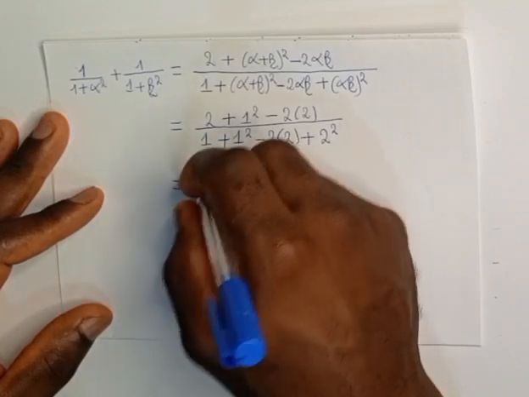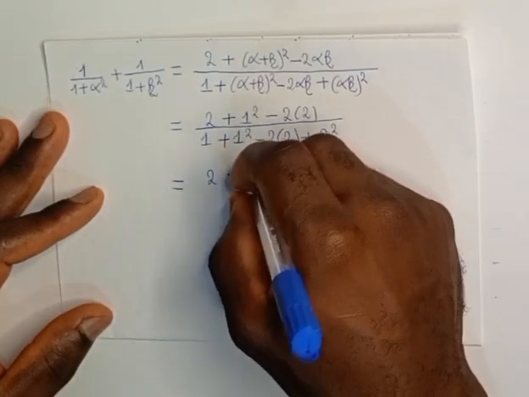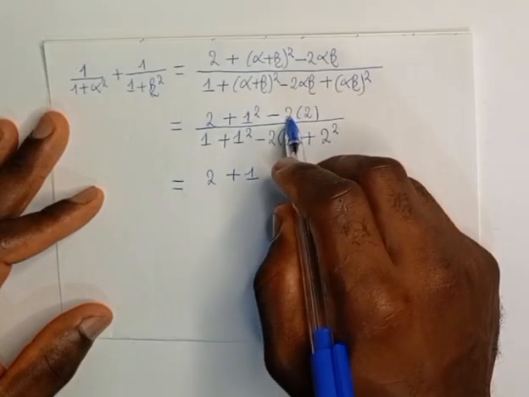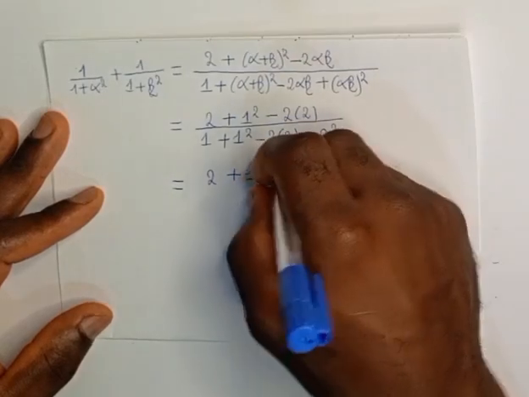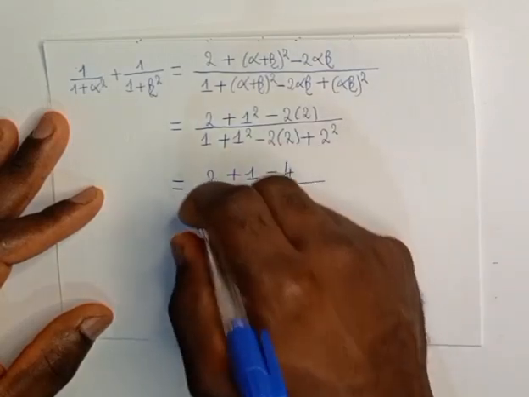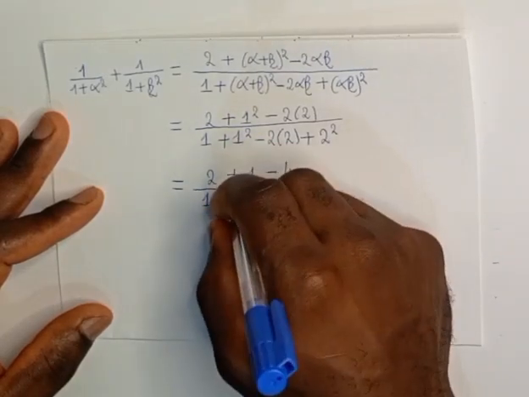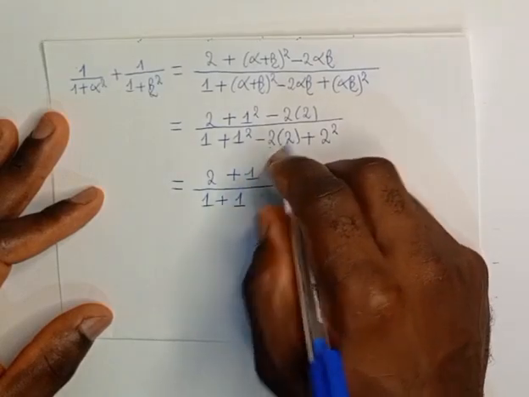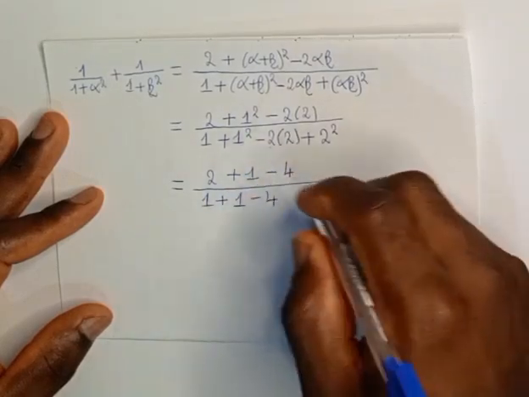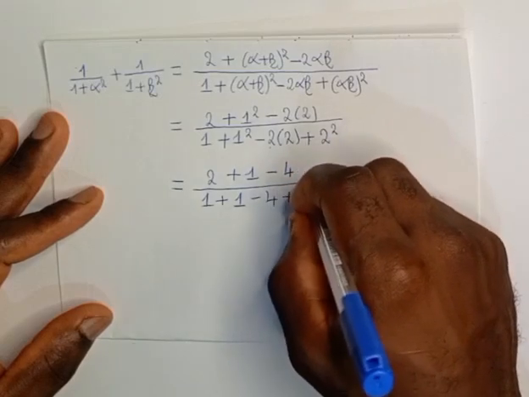This will be equal to 2 plus 1 squared, which remains 1. Negative 2 times 2 gives us negative 4. Then we divide by 1 plus 1 squared, which is 1. Negative 2 times 2 gives negative 4, plus 2 squared, which is 4.